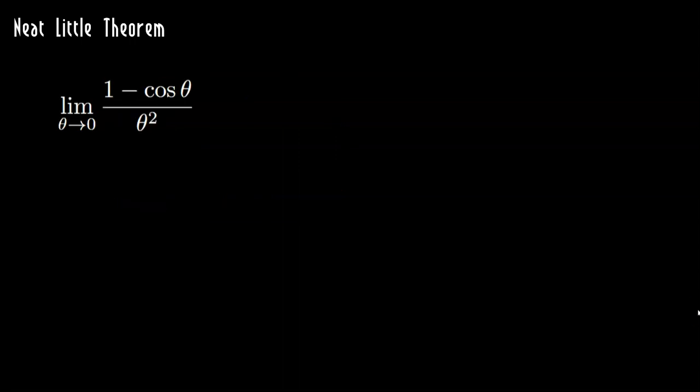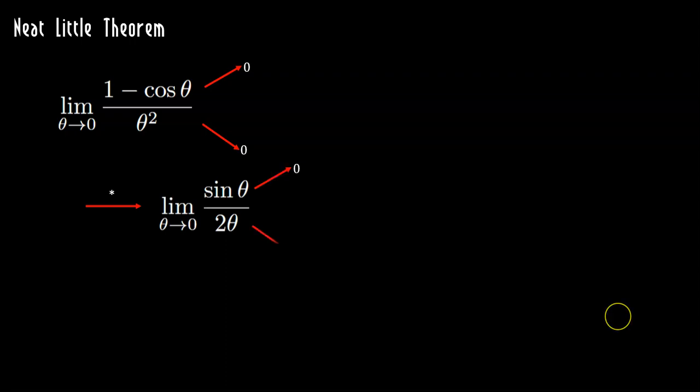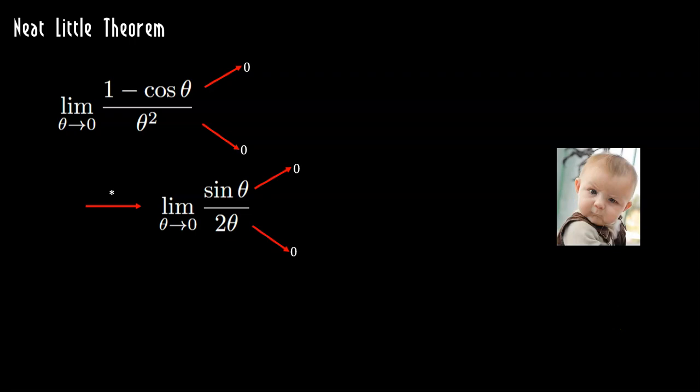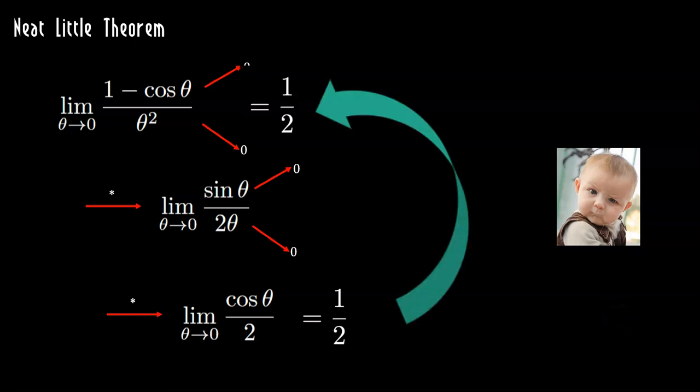So here we have the limit as theta approaches 0 of 1 minus cosine theta over theta squared. When I plug in, I will get 0 over 0, which means it's L'Hopitalable. So I L'Hopital it. And I get the limit as theta approaches 0 of sine theta over 2 theta. But wait, I get 0 over 0 again. No worries, we just do it again. So now I have the limit as theta approaches 0 of cosine theta over 2, which is good. The top goes to 1, the bottom goes to 2, which gives me an answer of 1/2, which means my original limit is also 1/2.